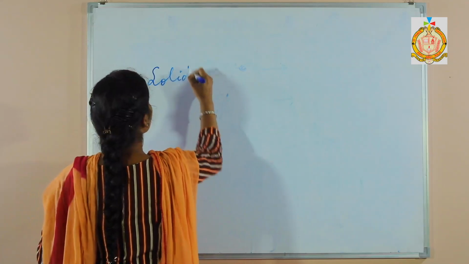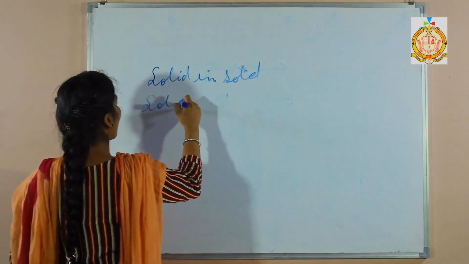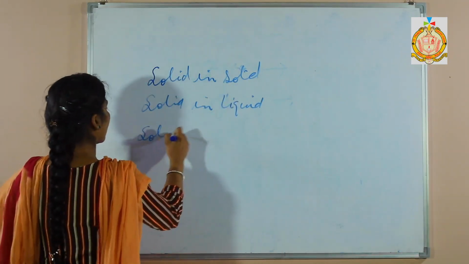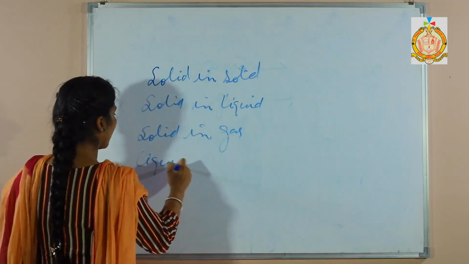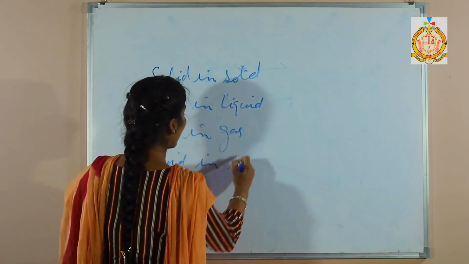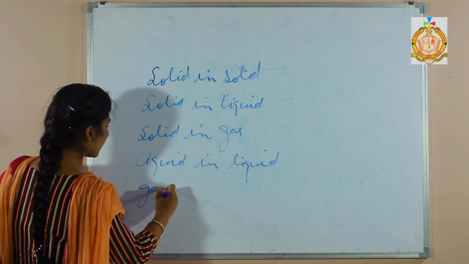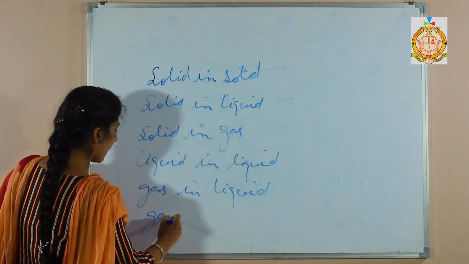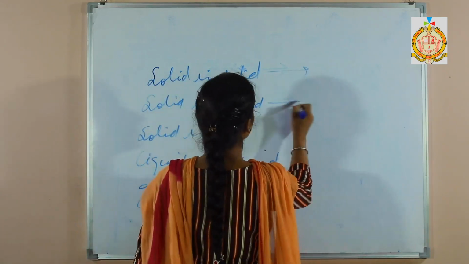Now the last topic: mixtures can be solid in solid, solid in liquid, solid in gas, liquid in gas, liquid in liquid, then gas in liquid, and last gas in gas. I will give you examples of these mixtures.